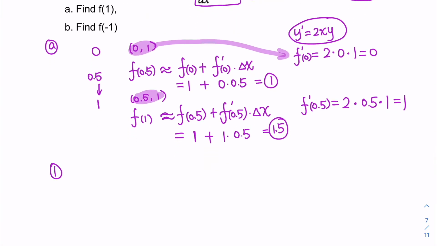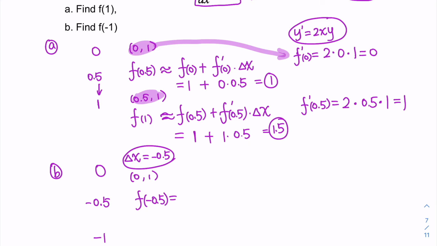Let's look at part B. From 0 to -1, the step is 0.5. So first we need to get -0.5. In this case, delta x is negative now, negative 0.5. Given 0, 1, f(-0.5) equals f(0) plus the derivative at 0 times delta x. f(0) is 1, the derivative is 0, and delta x is negative 0.5, which gives us 1.